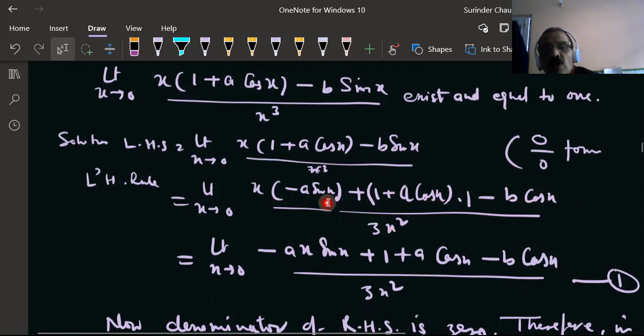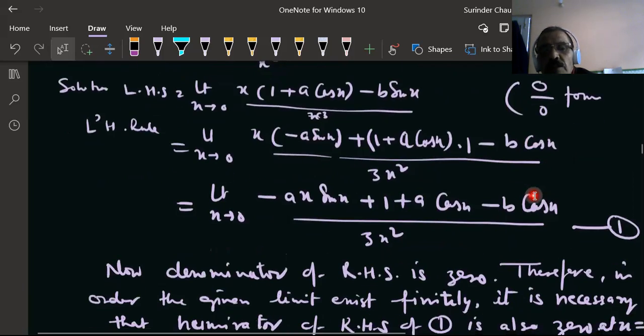So for the limit of this function to be 1, since the limit of the denominator is 0, we can apply the rule only if the value of the numerator is also 0. Simplify it, put x equal to 0 in it, and we get 1 plus a minus b equal to 0.